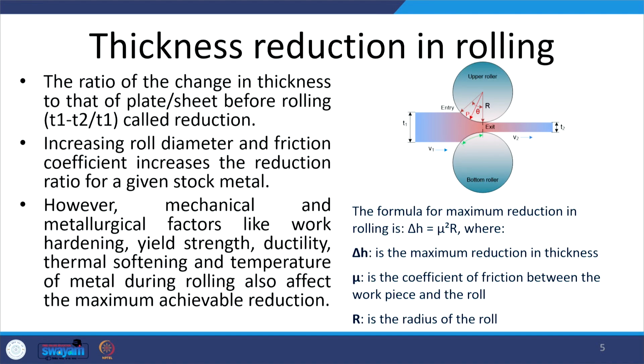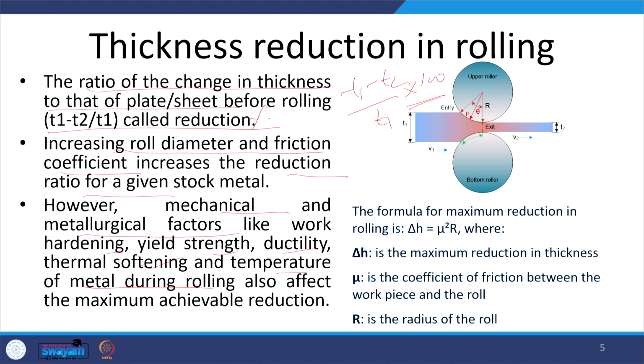Okay. So, the ratio of thickness reduction in rolling, as I have just said, the ratio of change in thickness to that of the initial thickness of the plate, is called the reduction percentage. So, T1 minus T2 divided by T1 into 100 will be giving us the reduction percentage in thickness that will be realized. Increasing the roller diameter and the friction coefficient increases the reduction that can be realized through the rolling. However, the mechanical properties and metallurgical factors like work hardening characteristics, yield strength and ductility, thermal softening and temperature of metal during the rolling will certainly be affecting the maximum achievable reduction.